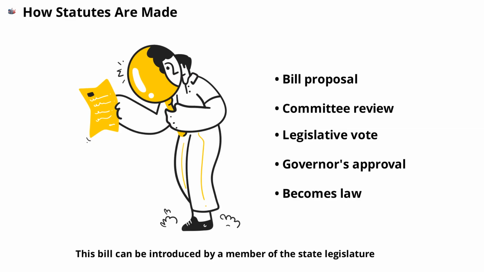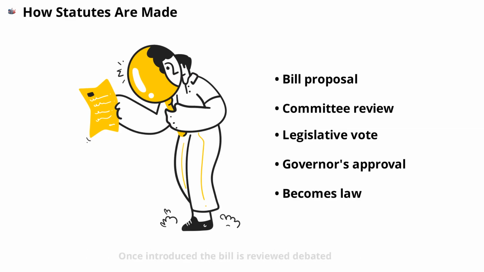The process of creating a state statute begins with a proposal, often called a bill. This bill can be introduced by a member of the state legislature. Once introduced, the bill is reviewed, debated, and may be amended by various committees. If it passes through these stages, it is then voted on by the full legislative body. If the majority approves, the bill moves to the governor, who can sign it into law or veto it. If signed, the bill officially becomes a state statute and is added to the state's legal code. This process ensures that statutes are carefully considered before becoming law.